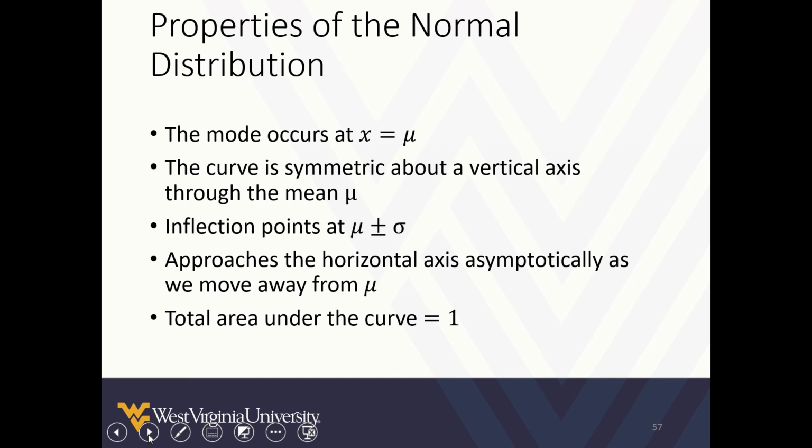So there are some wonderful properties of the normal distribution. Our mode is going to occur at the mean. The curve is symmetric about a vertical axis through the mean. Inflection points occur at 1 standard deviation away from the mean, both to the left and the right, and it approaches the horizontal axis asymptotically as we move away from the mean. And as is a normal property of a continuous distribution, the area under the curve is equivalent to 1.